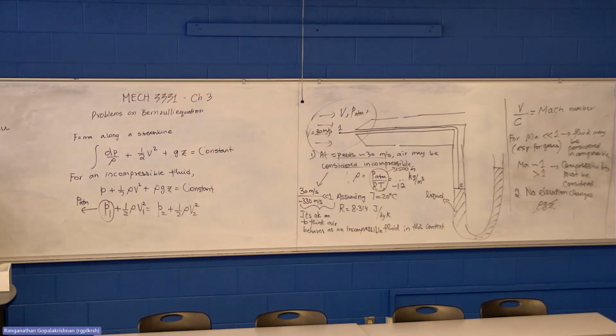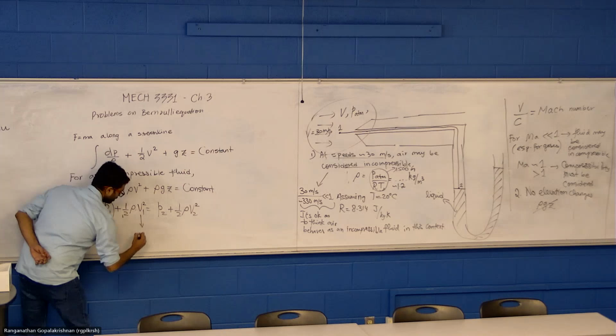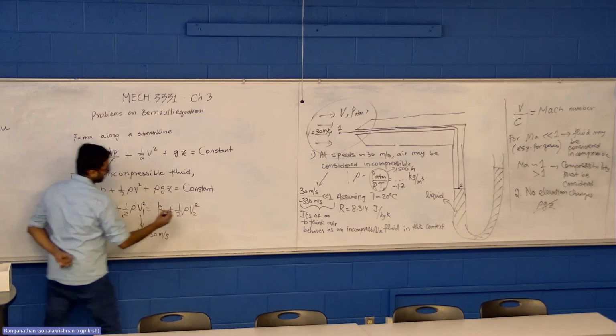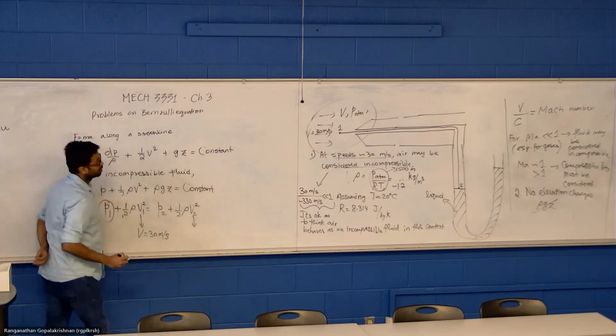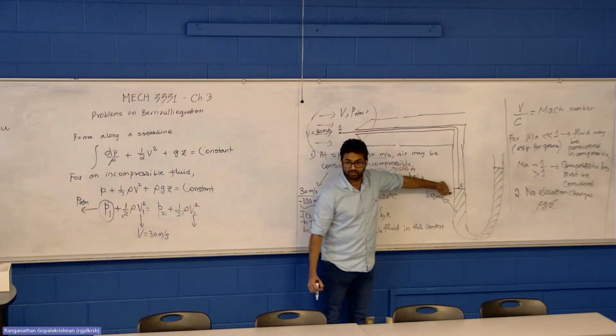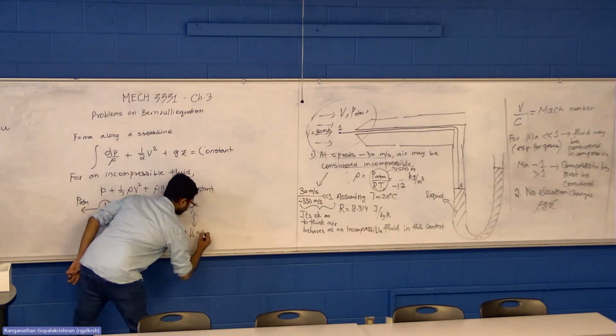Just want to make sure I don't go out of the camera. And what is V1? 30. V1 is 30 meter per second. Thank you. Okay, and what is V2? The fluid is brought to rest at the surface of the liquid. So what is V2? 0. Good. So V2 is 0.